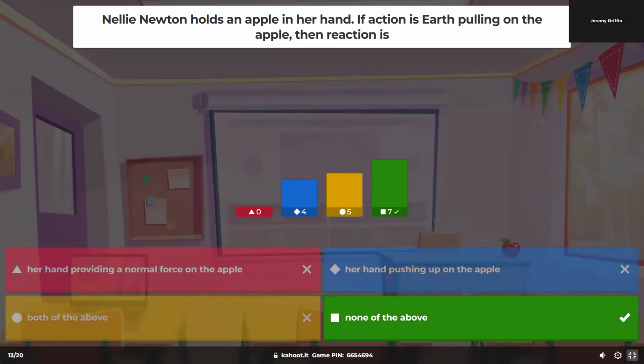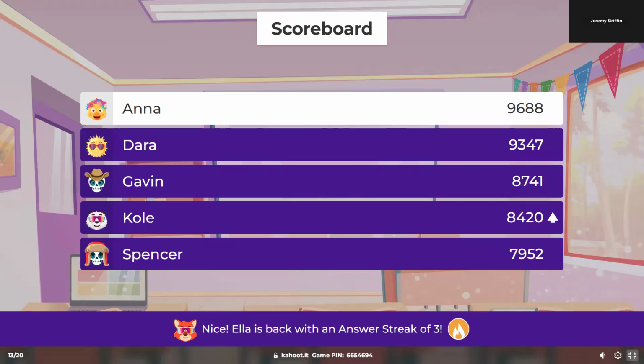Yeah. So if the Earth is pulling down the apple, what's the reaction force? The apple pulling up on the Earth. Earth pulls apple down, apple pulls the Earth up. Right. But which force is bigger? The same force. It's the same force.